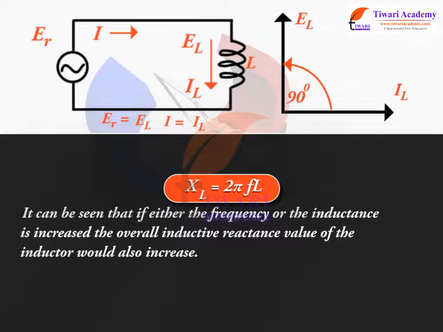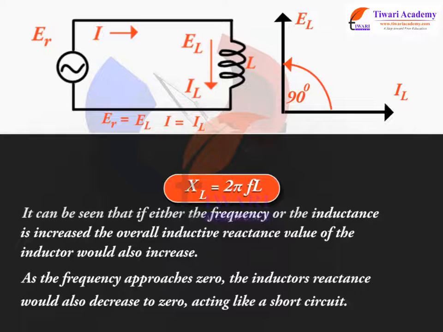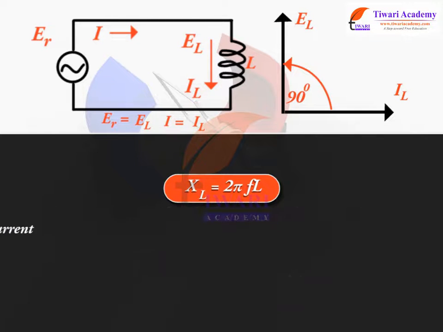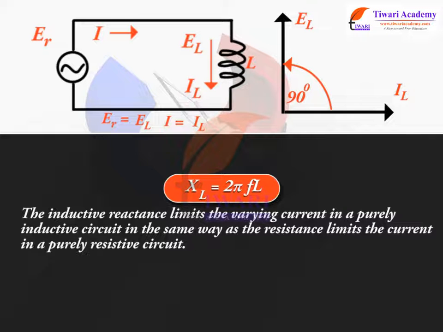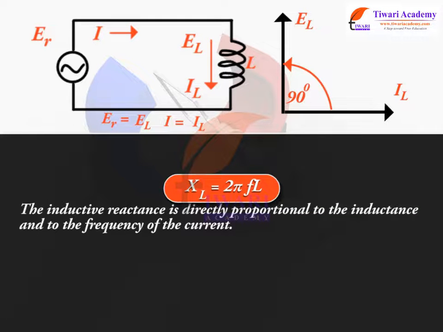It can be seen that if either the frequency or the inductance is increased, the overall inductive reactance value of the inductor would also increase. As the frequency approaches 0, the inductor's reactance would also decrease to 0, acting like a short circuit. The inductive reactance limits the varying current in a purely inductive circuit in the same way as the resistance limits the current in a purely resistive circuit. The inductive reactance is directly proportional to the inductance and to the frequency of the current.